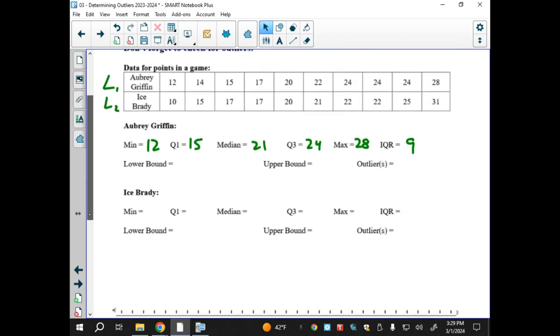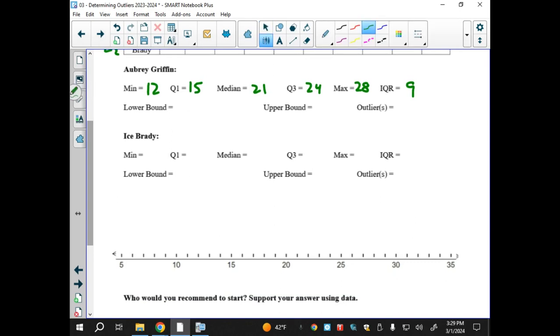So here we go. Let's see, for Ice Brady, we've got our min of 10, our quartile 1 of 17, our median of 20.5, quartile 3 is 22, our max is 31, our interquartile range, 22 minus 20.5 would just be, oops, nope, that's our median subtracted there. So 22 minus 17 would be 5.